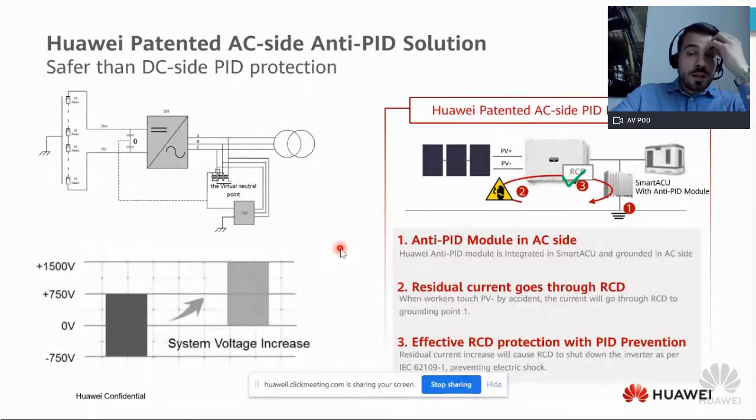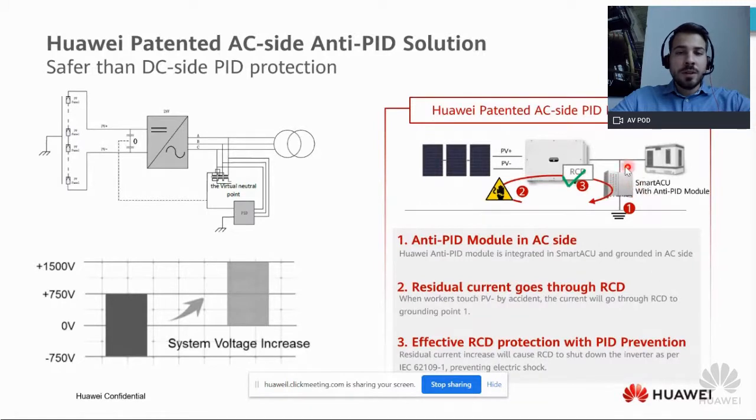Just a short introduction, as it will be a different topic in the coming weeks. We have a separate NT-PID module connected on the AC side next to each transformer station. For each transformer station, you only need to use one NT-PID module. And due to the fact that this is placed outside of the inverter, not on the DC side, but on the AC side, we have personal protection included.